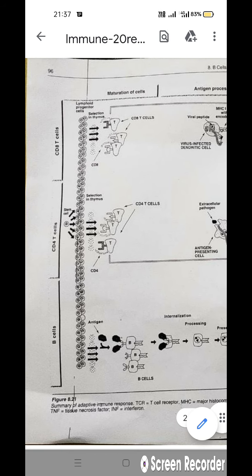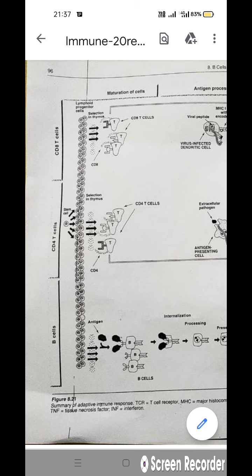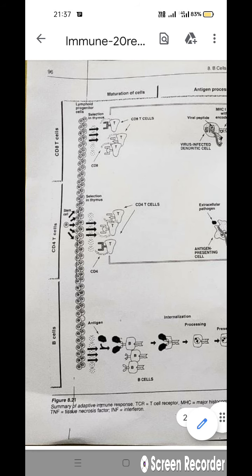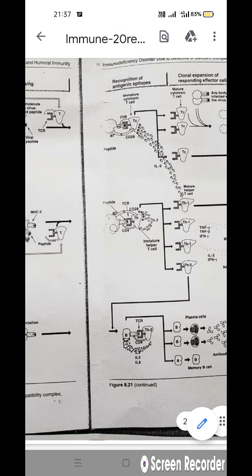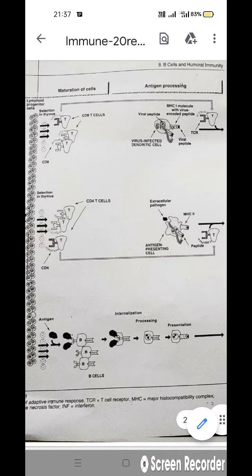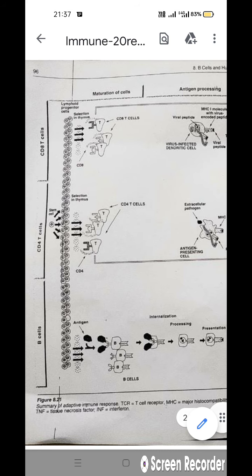So you know all these B cells and T cells are actually generated from the lymphoid cells, and there is a precursor B cell, precursor T cell, then they become immature B cells or T cells, then they progressively mature, and after that they become active and mediate different immune responses.